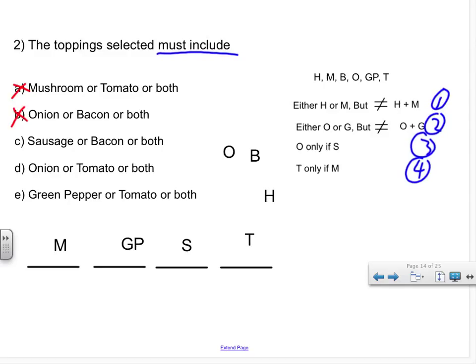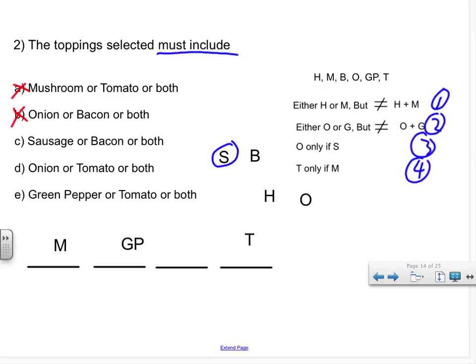Okay, let's try C, sausage or bacon or both. So this one, I can already tell will be a tricky one. I know that I have O and H left to put into the pizza. So let's try with O. I know that I can't use O because it needs to appear with S, and S is constrained at the top by itself.